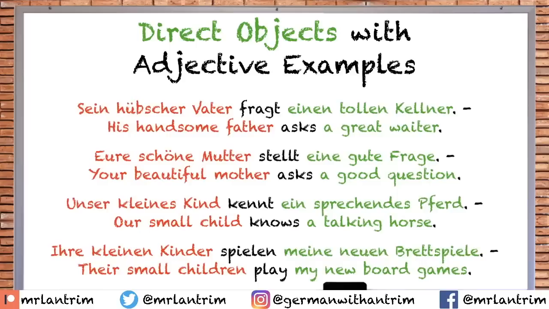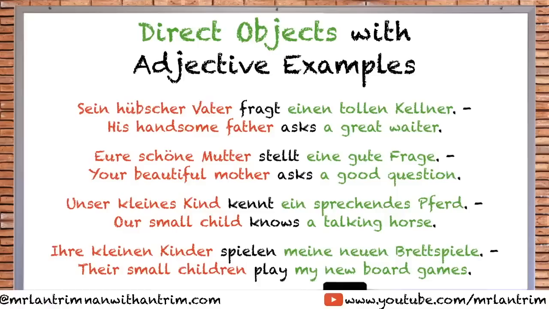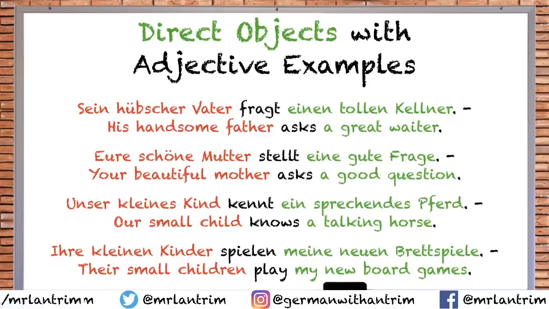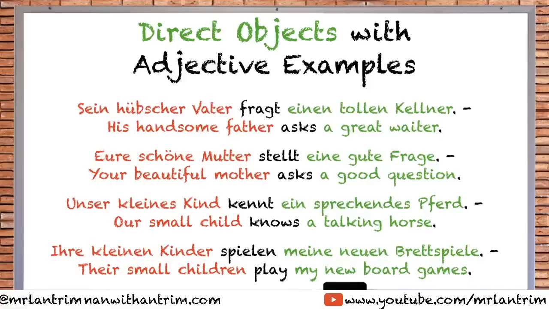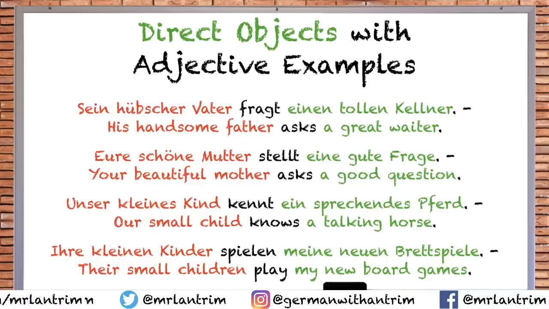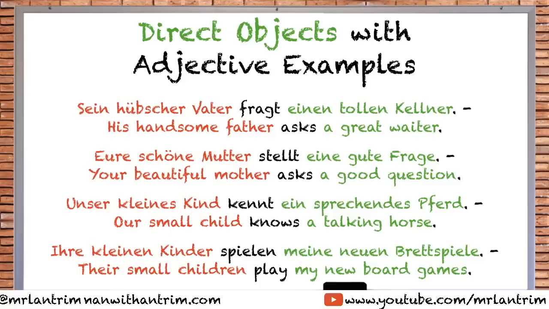Now some examples using these possessives or ein words or indefinite articles, kind of depends on which example we're looking at. Sein hübscher Vater fragt einen tollen Kellner. His handsome father is asking a great waiter. Sein doesn't have an ending on it, so it doesn't identify the gender of the noun. So we move the identity of the gender onto the adjective with an ER. So sein hübscher Vater, his handsome father. That ER on there identifies it as a masculine nominative noun. Einen tollen Kellner already identifies the gender through the accusative case with einen, so we have that extra EN there, and we just add EN to the adjective to kind of match that.